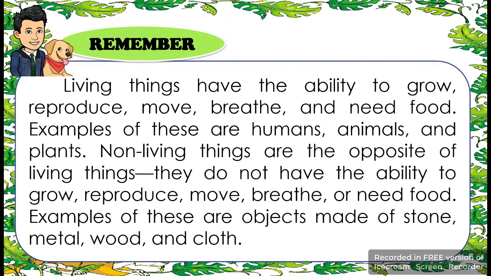Remember, living things have the ability to grow, reproduce, move, breathe, and need food. Examples of this are humans, animals, and plants. Non-living things are the opposite of living things. They do not have the ability to grow, reproduce, move, breathe, or need food. Examples of these are objects made of stone, metal, wood, and cloth.